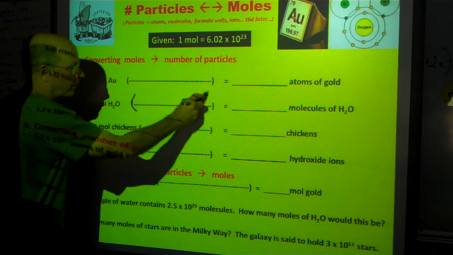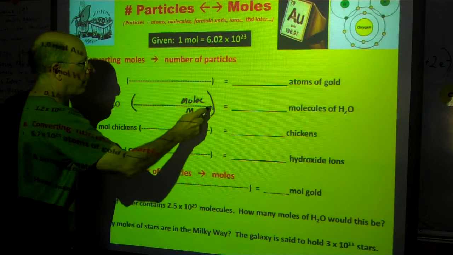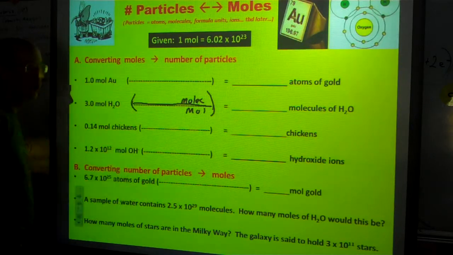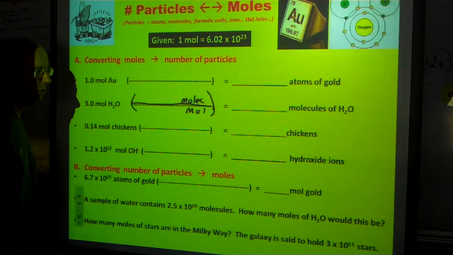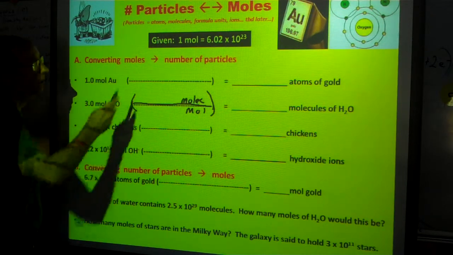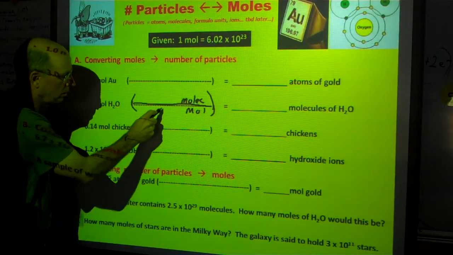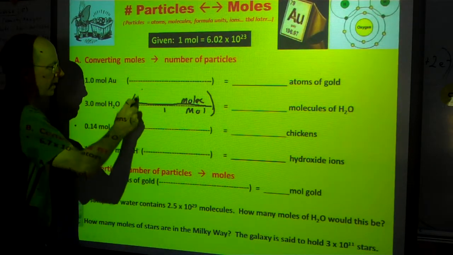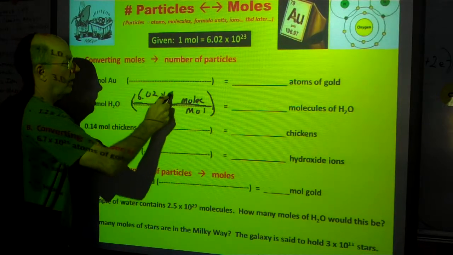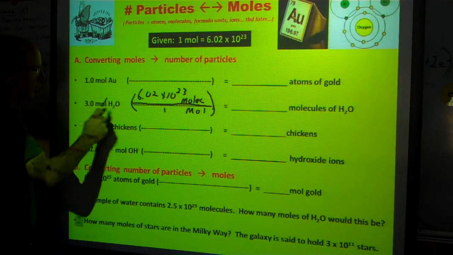Inside of this conversion factor, the set of brackets, we want to put an equality. What's the equality? How many molecules are there in a mole? Well, 1 mole is 6.02 times 10 to the 23rd. So 1 goes with moles, and 6.02 times 10 to the 23rd goes with molecules. Moles will cancel with moles.